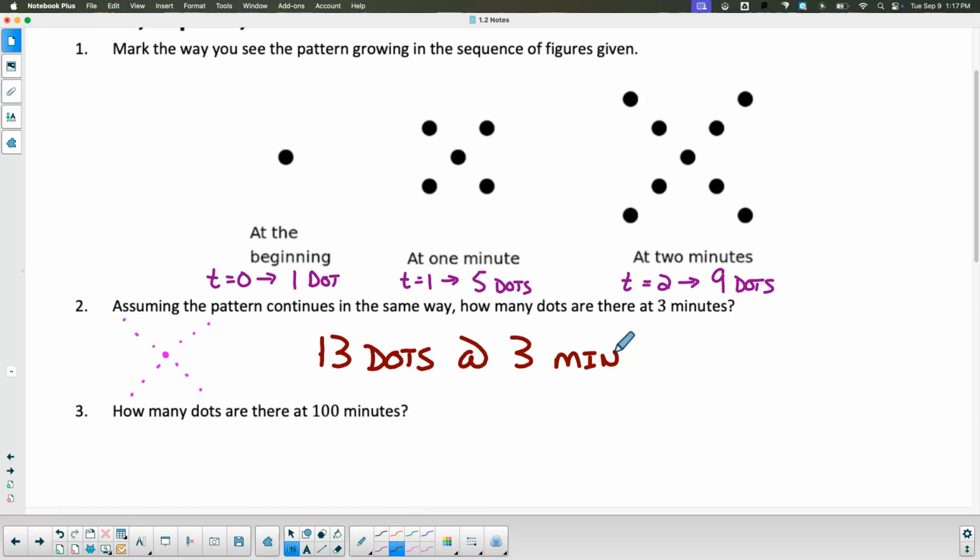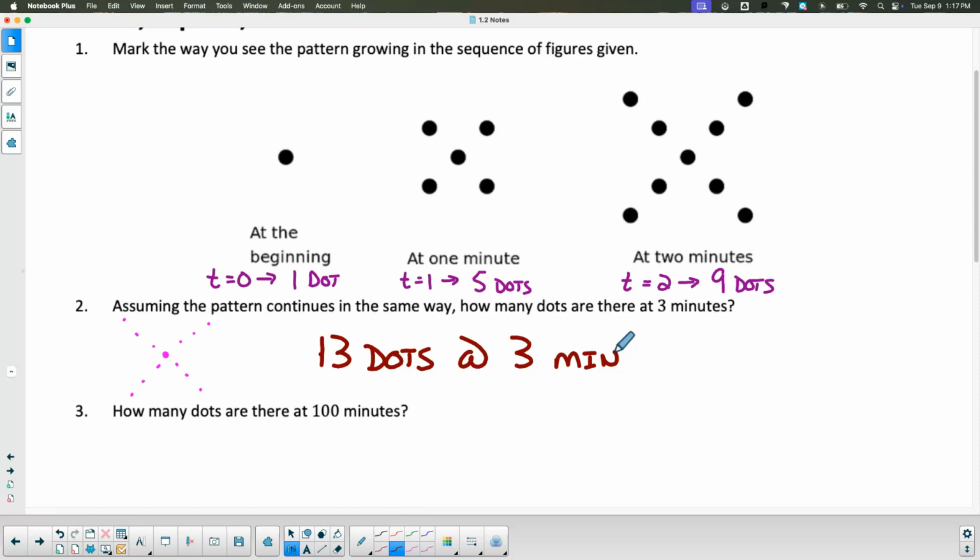How many dots would there be at 4 minutes? How many? 17? Okay. What's our rate of change? What's the change in the dots? Each minute we're adding 4? Adding 4 each minute. Okay? So every minute we're adding 4.